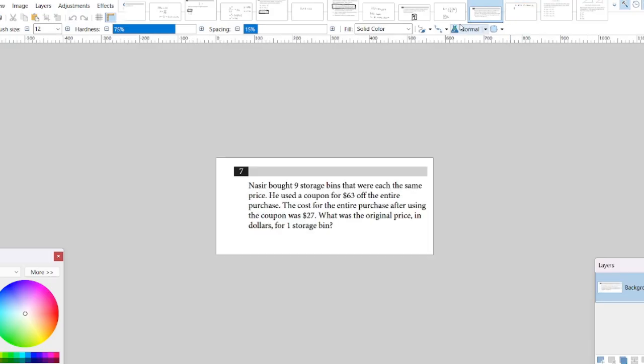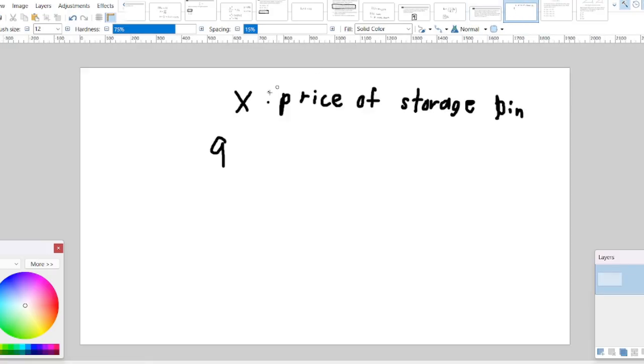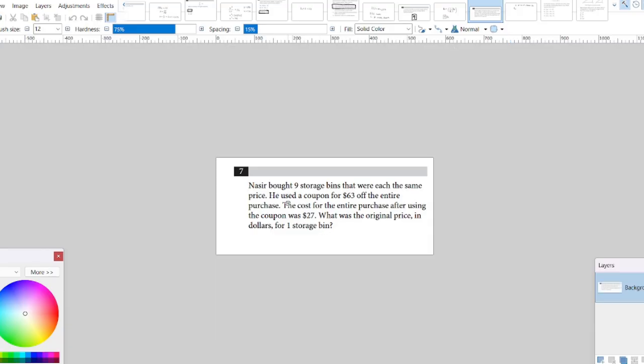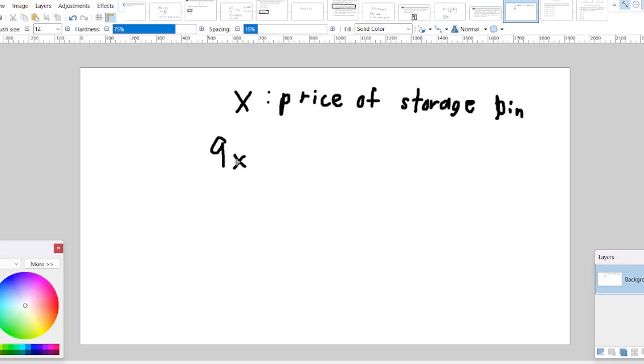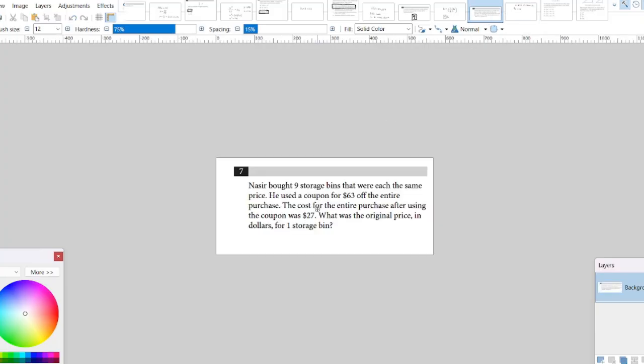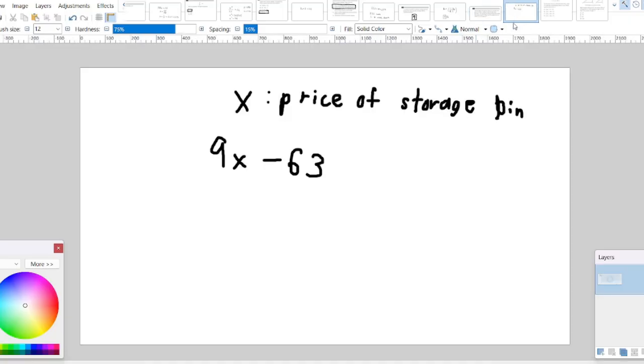So if he bought 9 storage bins, then he would have to pay for all 9 storage bins. So it would be 9 times whatever the price of a storage bin is. Then it says he used a coupon for $63 off the entire purchase. So he took this entire purchase right here, which was the original subtotal, and then made it $63 cheaper. So we subtract $63, and the end result of that is the entire purchase price after using the coupon, which is $27. Okay, so now we just need to solve this equation.